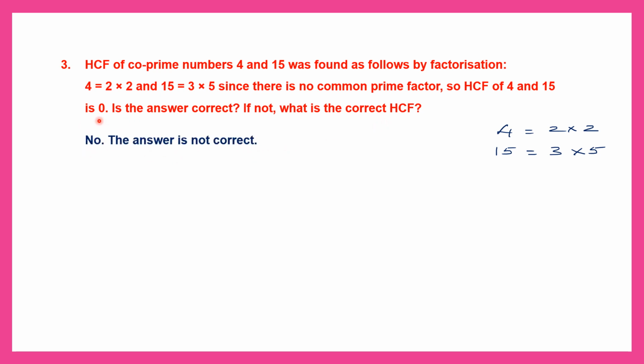So here they are saying HCF is 0. Is the answer correct? No, the answer is not correct. If not, what is the correct HCF? The correct HCF is 1. So keep that in mind. For all co-prime numbers, the HCF will always be 1. So if you don't find any common prime factor between numbers, the answer is always 1 as their HCF.